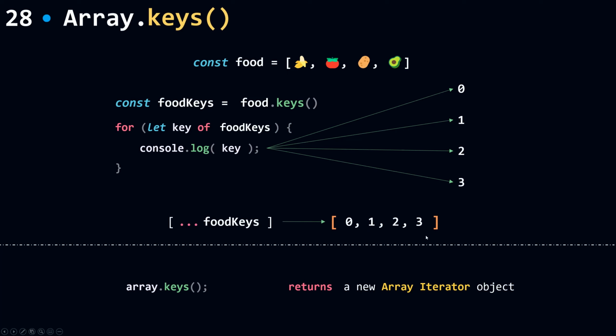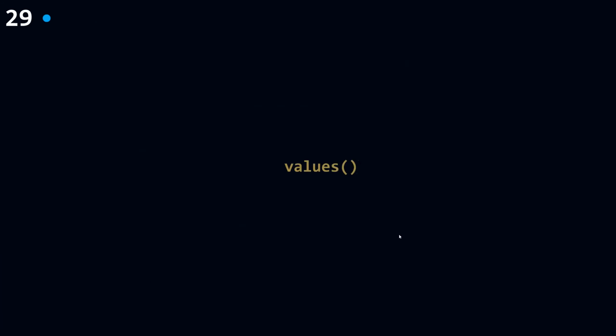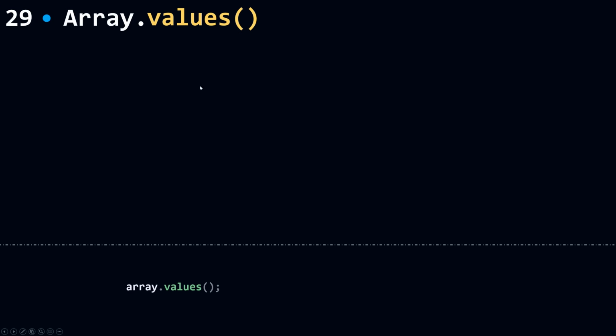Let's move on to the next one, which is values. Again, the values is almost the same as entries and keys, except it only returns an array iterator object that contains only the values.